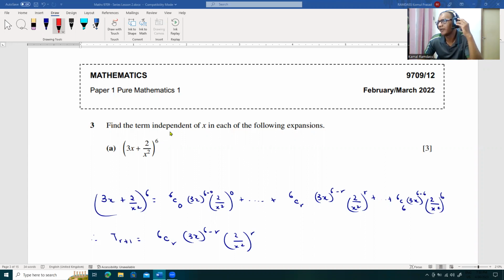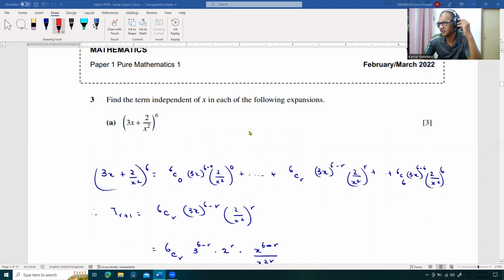OK? Find the term independent of x in each of the following expansions. OK. 3x plus 2 over x squared, all raised to the power of 6. OK? C'est une binomial expansion. Et là, on peut exprimer: 6 C 0, 3x to the power of 6 minus 0, 2 over x squared to the power of 0, first term. Et puis, il y a les mêmes jusqu'à ce qu'on arrive à the r. This is the r plus 1 term.